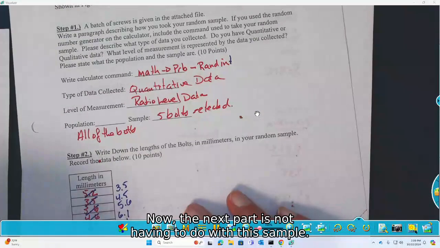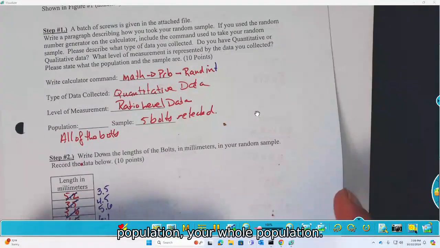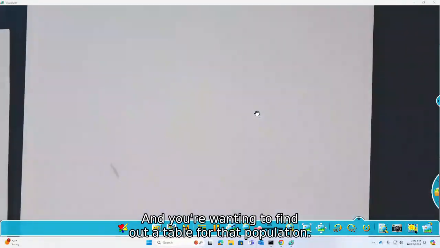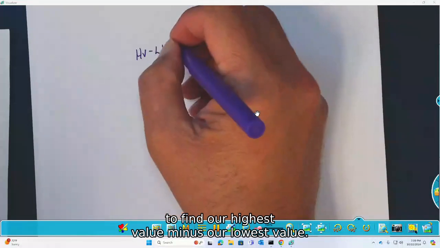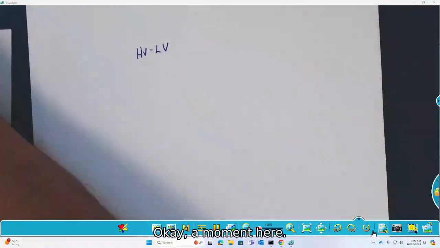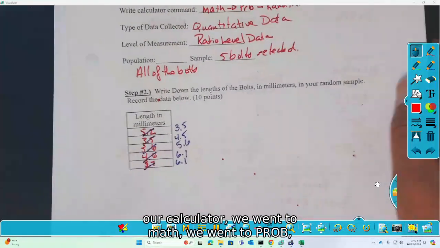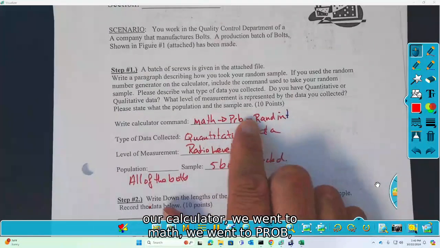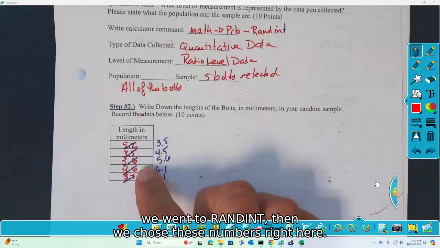Now, the next part is not having to do with this sample. The next part has to do with all your population, your whole population. And you're wanting to find out a table for that population. So what we're going to have is we're going to find our highest value minus our lowest value. Okay, one moment here. So remember that what we did was we went to our calculator, we went to math, we went to PROB, we went to RANDINT. Then we chose these numbers right here.